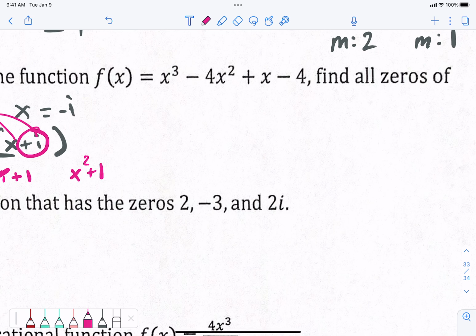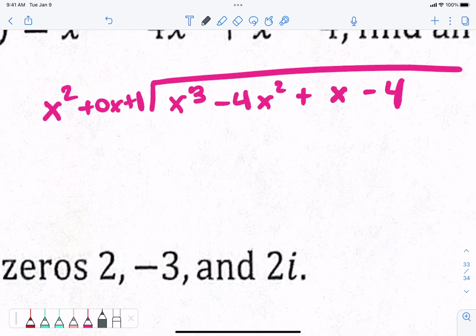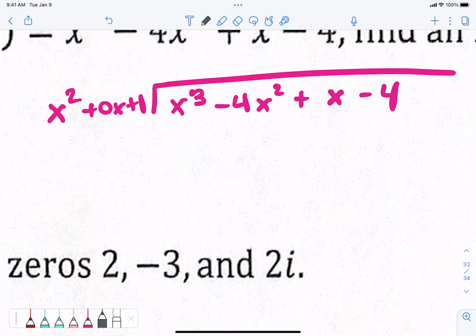I have to divide it out, but we know it's going to come out nicely. So x squared plus 0x plus 1. I put my 0 in there because otherwise it's going to be lined up wrong. What do you take times x squared to get x to the third? X. Multiply it back through: x cubed plus 0x squared plus x.